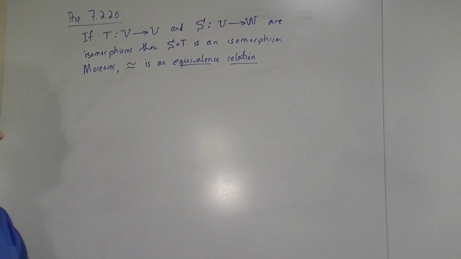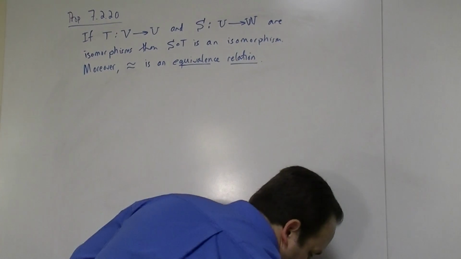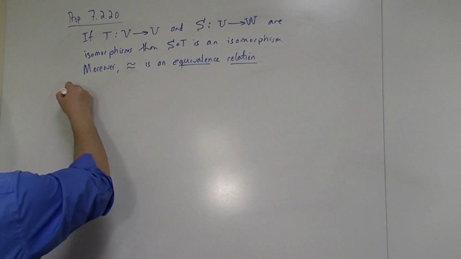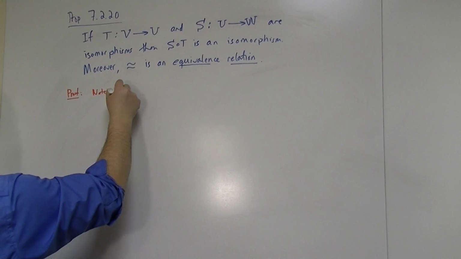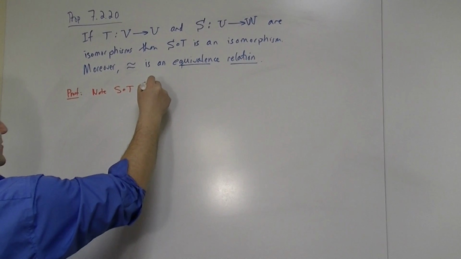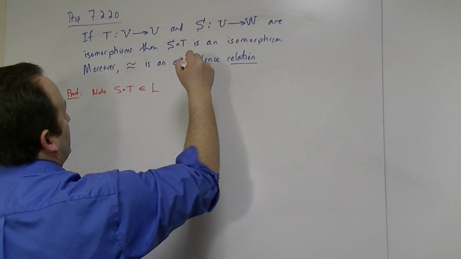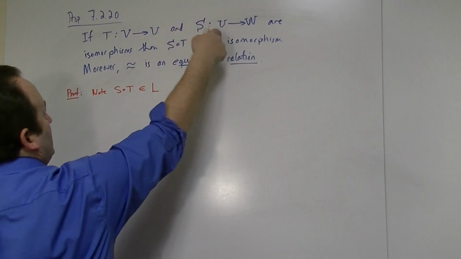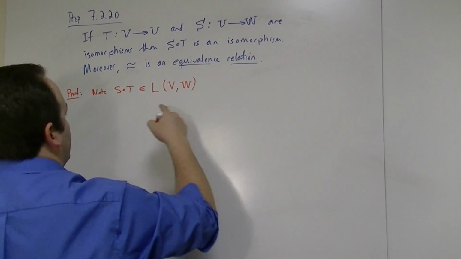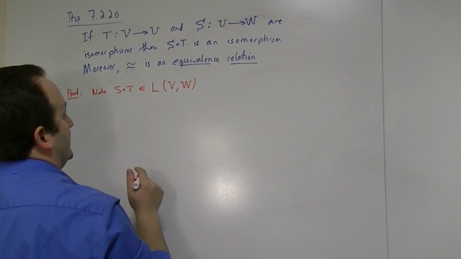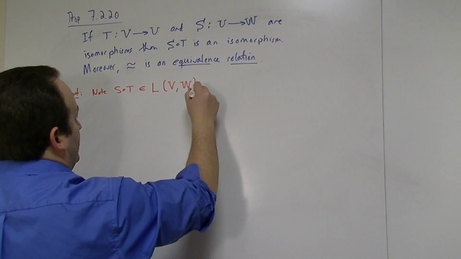So, let's see here. What does it take for us to prove that S composed with T is an isomorphism? We need the composite to be a linear mapping, right? But we've argued that previously, so we'll dispense with that. So notice the composite is in fact a linear map from, let's see here, T starts with V, you go to U, you go to W. So we go from V to W, right? So it is a linear transformation because it's a composite of linear transformations. Let's see here.